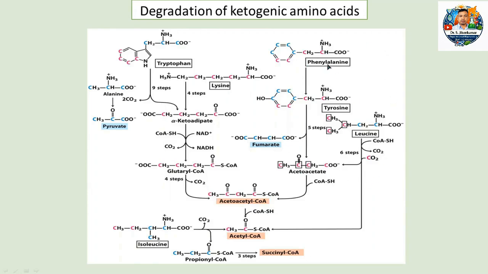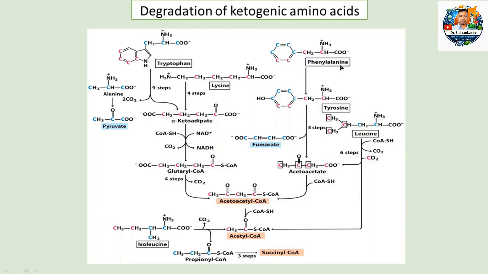On this side you see two aromatic amino acids, phenylalanine and tyrosine, and one branched chain amino acid, that is leucine. These three amino acids can be converted to acetyl-CoA. Phenylalanine is first converted to tyrosine, then through various reactions it is converted to acetoacetate, and leucine can also be converted to acetoacetate after going through 6 steps, and ultimately will form the acetyl-CoA.